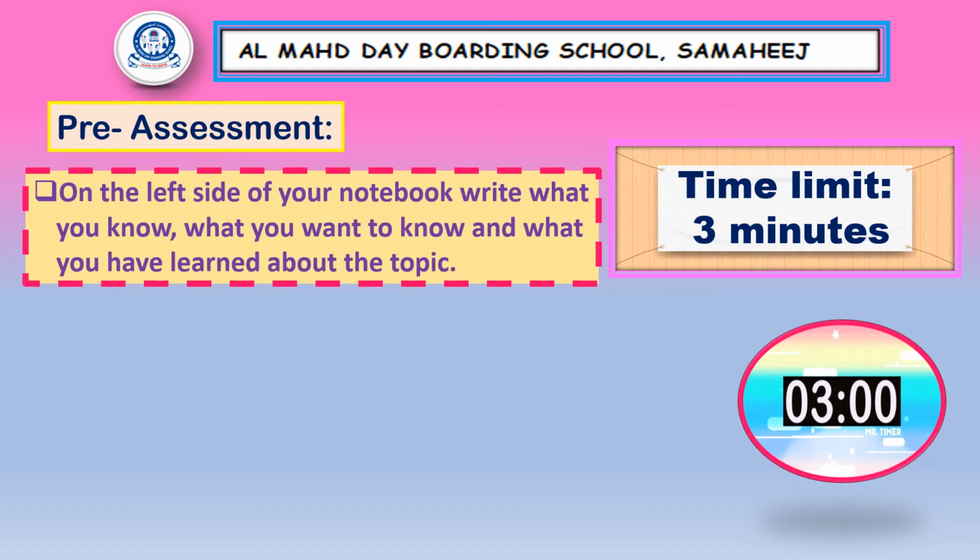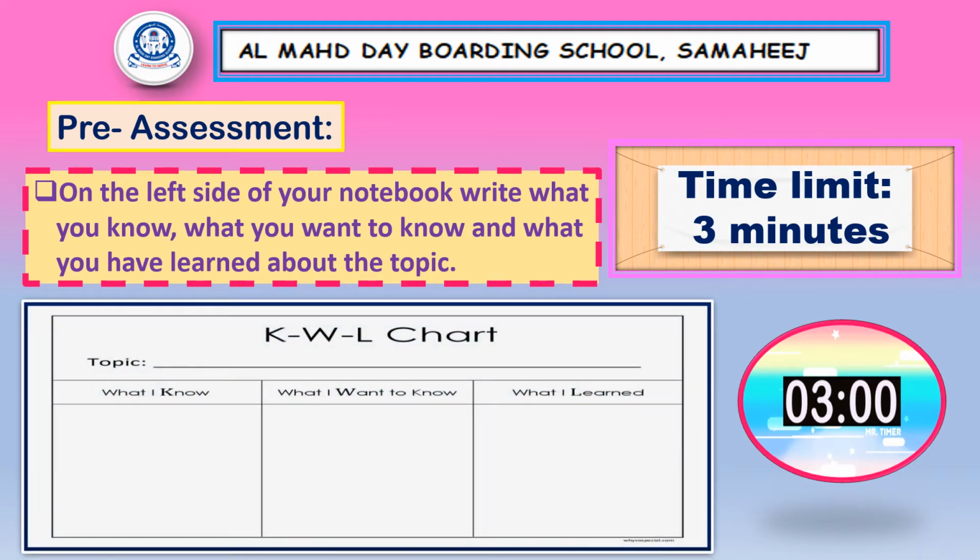On the left side of your notebook, write what you know, what you want to know, and what you have learned about the topic. So you're going to fill up this KWL chart. As you can see, this chart has 3 columns. First column, you're going to write what you know already about the topic. And the second column, what you want to know about the topic. On the third column, you're going to fill up this one after the lesson, what you have learned about the topic. You have 3 minutes to do this.